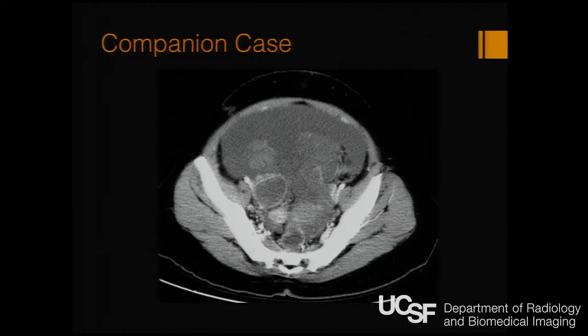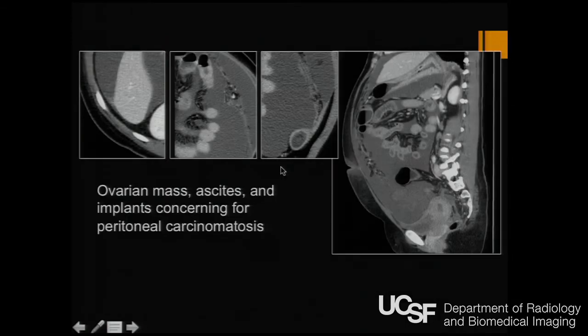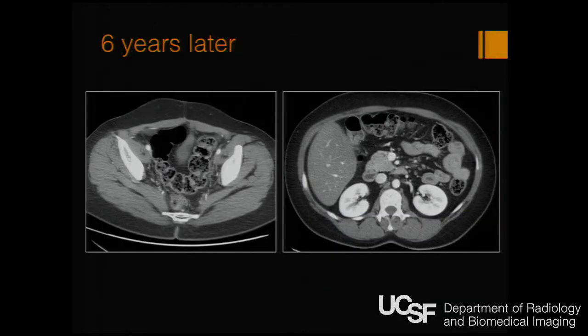So this is a companion case because this was very surprising to me when I saw this. Once again, we see bilateral adnexal masses, and looking elsewhere in the abdomen, we actually can see some nodularity along the omentum. So this was read, and I think reasonably so, as an ovarian mass and concerning for carcinomatosis. However, when I actually saw this patient, this was 6 years later, and she was doing just fine, and the requisition actually said follow-up borderline tumor.